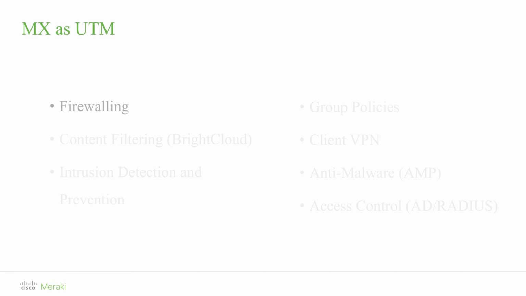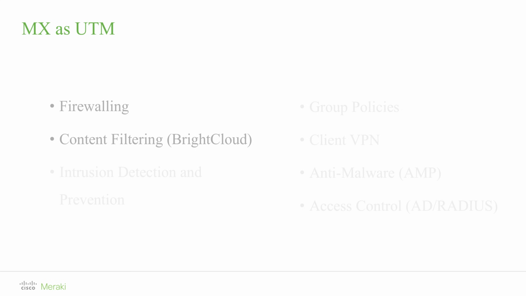First, MX is a stateful firewall. So anything by default coming from the WAN to the LAN will get blocked unless it's been originated from the LAN to the WAN. You can actually block traffic based on applications or based on categories. So you can utilize the content filtering feature that we have.